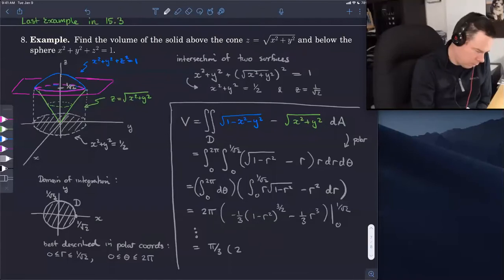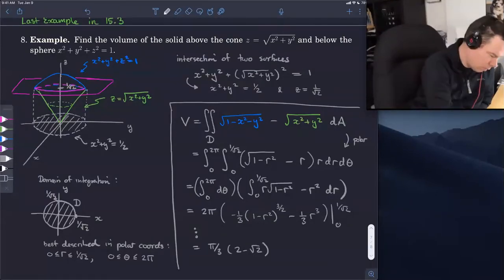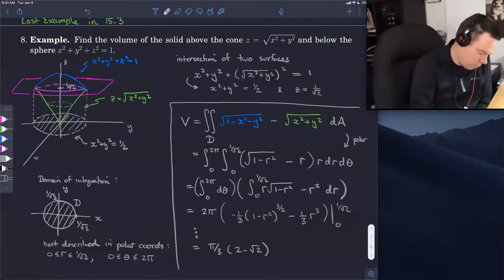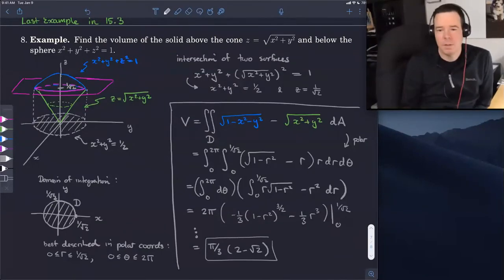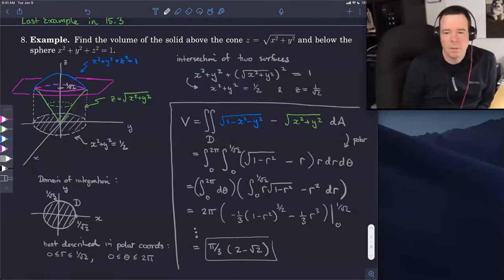And what we get, root 2, there we go. Pi by 3 times 2 minus root 2. Okay, so that is the volume of the region, basically the amount of ice cream you can fit into this cone. It's in the cone plus the little ball up top that sticks out of the cone.